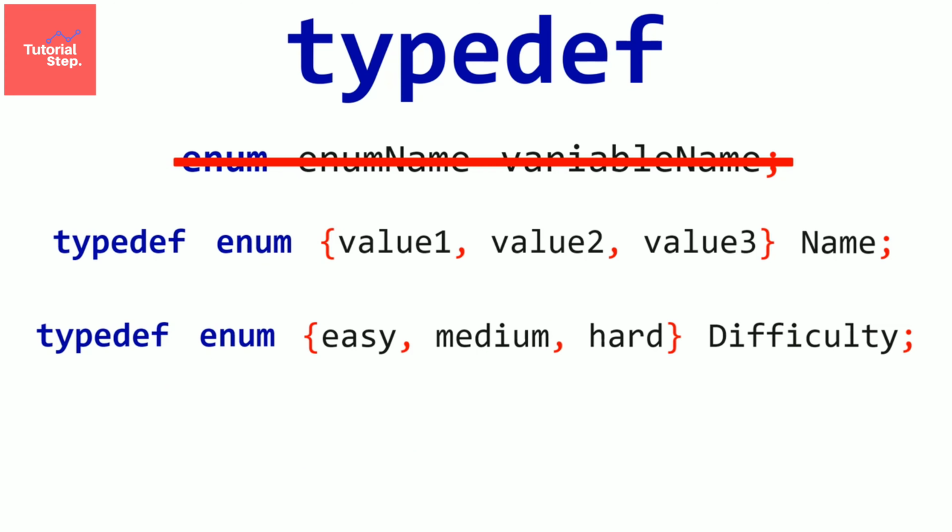And now we can create a variable of type difficulty without writing enum before it. We just write difficulty, then the variable name, then we can initialize if we want. Now that you know enum and typedef, let's move to the next video to talk about the boolean data type.